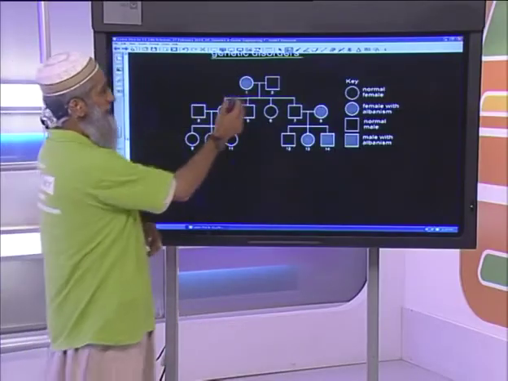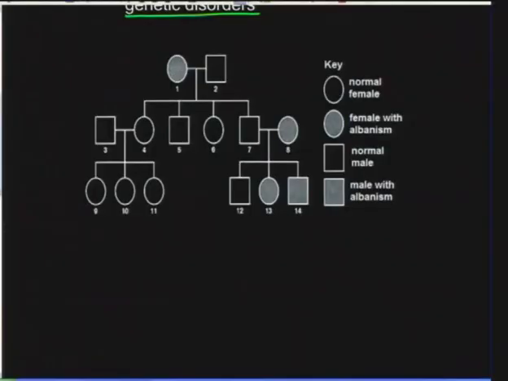First of all, you'll notice there are squares and there are circles. There are some that are shaded and some that are unshaded. For example, in this particular illustration, we have the circles there, and the key is given to you. Circles represent females. Squares represent males. So that's the first thing we have to understand.